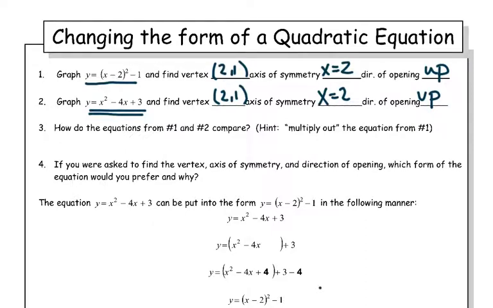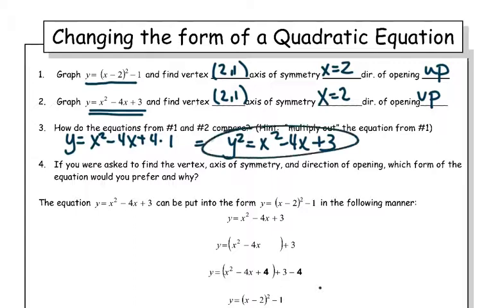So in number 1, if I took that equation and I FOILed it out, wouldn't I just get x squared minus 4x plus 4 minus 1? So I would get the same thing, x squared minus 4x plus 3. It's the same equation, so that's like a big reveal, right? They're exactly the same. And which one would we prefer?